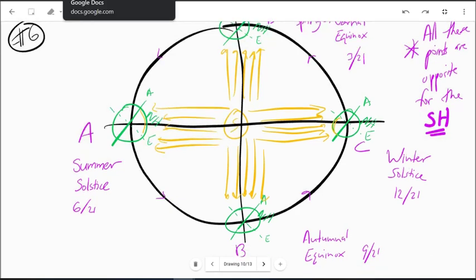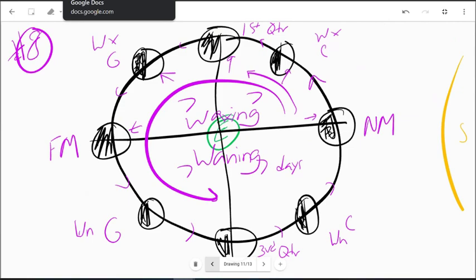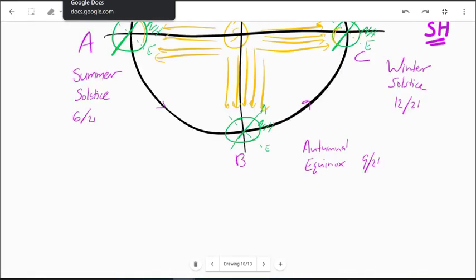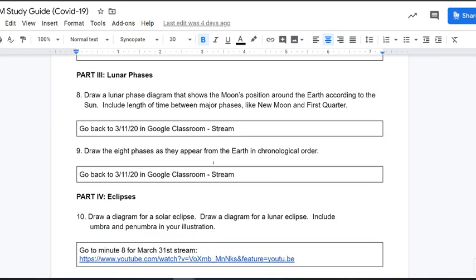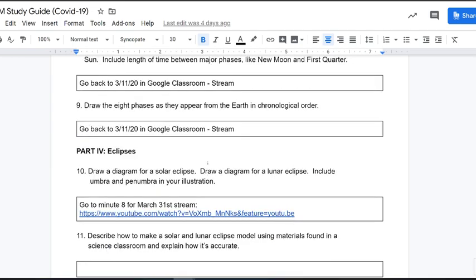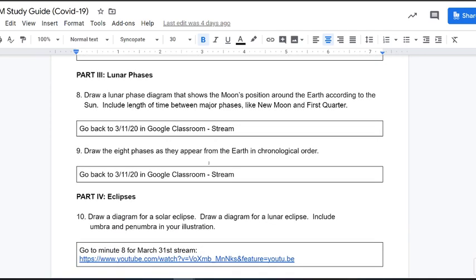So that was part 2. We've done part 1 and part 2. Part 3 and part 4 are quick. Part 3, draw a lunar phase diagram that shows the moon's position around the Earth according to the sun, and include length of time between the major phases like new moon and first quarter. It also includes full moon and third quarter, right? Draw the 8 phases as they appear from the Earth in chronological order.